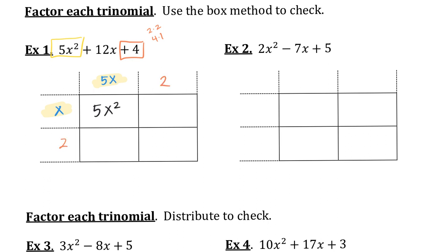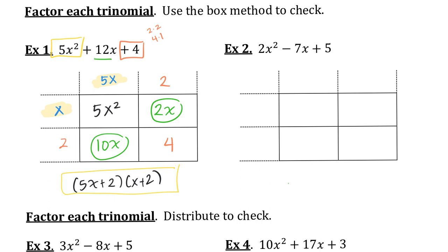2 times 2 is 4. Okay, I know this is right, I know this is right. How about the middle term? If I do x times 2, I get 2x. If I do 5x times 2, I get 10x. And if I do 10x plus 2x, I get 12x. So this is the correct factors. So I need to go back and write my factors. So for my first factor, I have 5x positive 2. Okay, and then my other factor is x and positive 2. And it doesn't matter which one goes first.